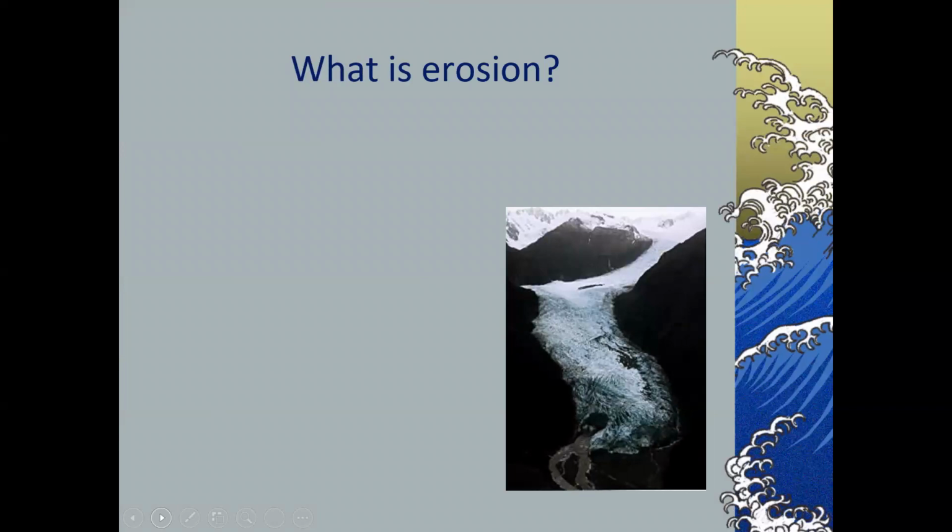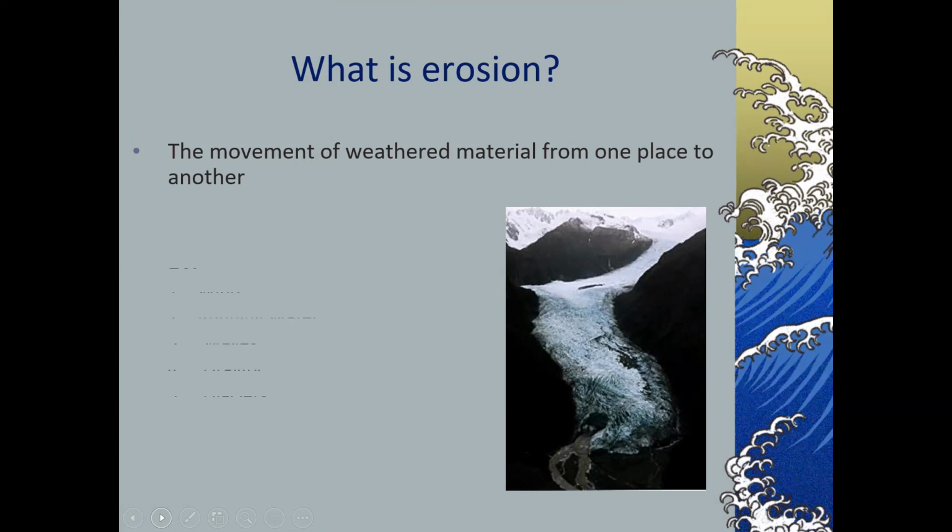Erosion. Again, you've usually heard weathering and erosion all at the same time. Well, while weathering is the breaking down of rocks, erosion is the movement of those weathered materials from one place to another. And what can move them are wind, running water, waves, gravity, and glaciers.